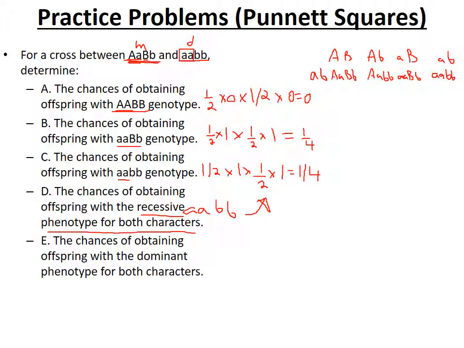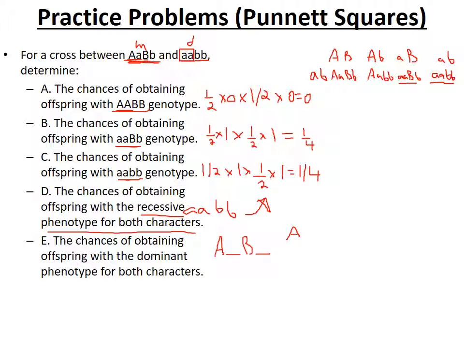Let's see if our little a, little a, big B, little b is right. That is 1 out of 4. Yeah. And over here, little b, little b, is that right? Yes, that's also correct. So the chances of getting the dominant phenotype for both characters. So that basically just means this. Big A, something, big B, something. There's a few ways that can happen.